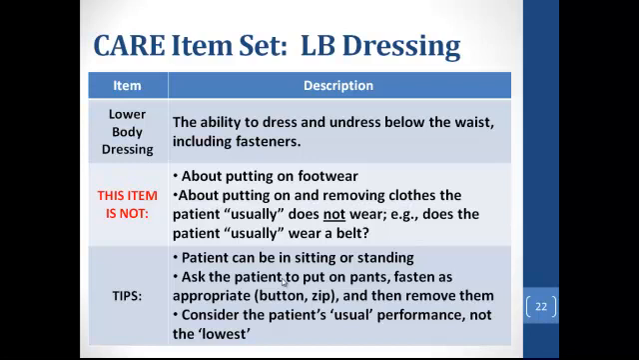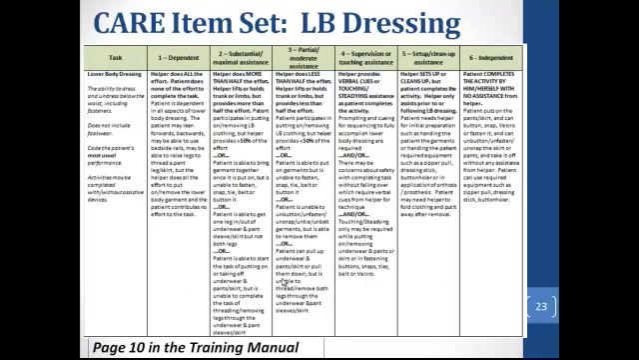A few tips for scoring is to keep in mind the patient can be in sitting or standing. That does not impact whether or not the patient scores independent. The patient can be independent with dressing their lower body in sitting, but need moderate assistance to dress their lower body in standing. But what matters is that they complete the functional item in one of the positions. Another tip for assessing the item is to ask the patient to put on pants, fasten, either through button or zipping, and then remove them. And as always, consider the patient's usual performance, not the lowest. The rating scale is on page 10 of your training manual.